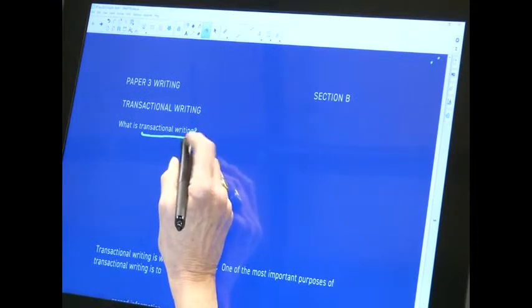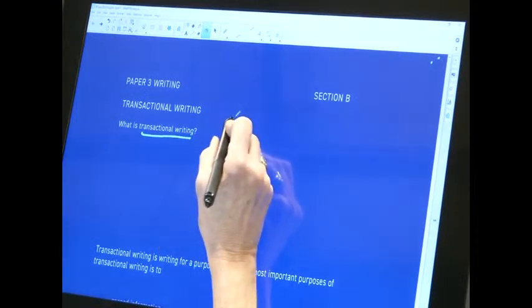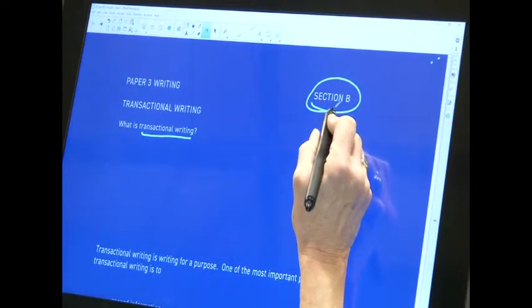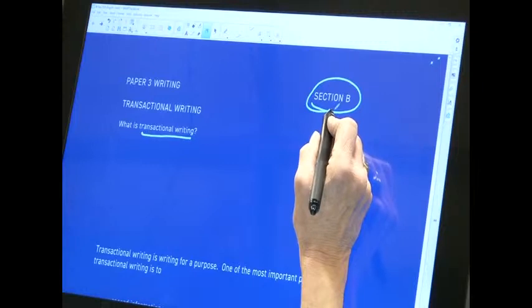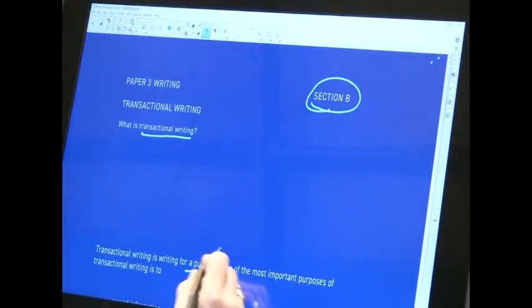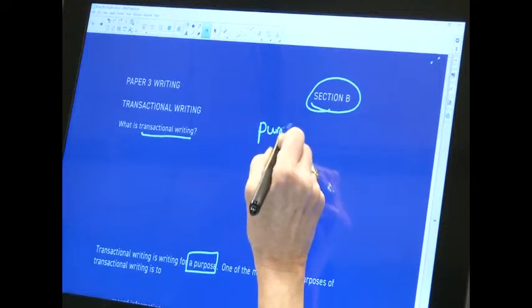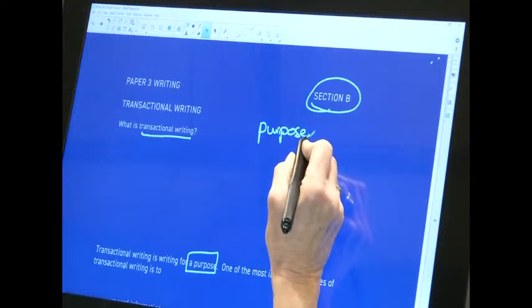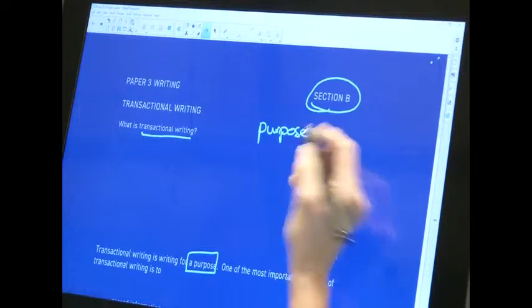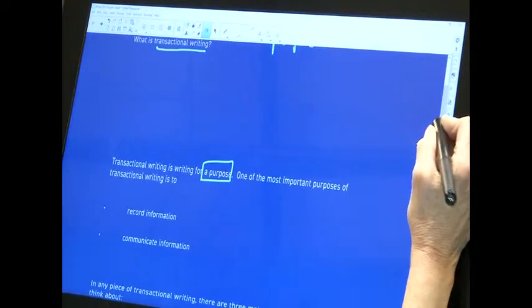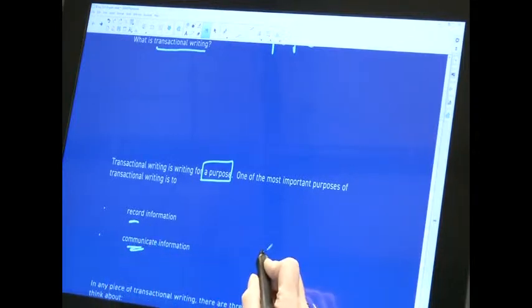And when you think about transactional writing, you're thinking of section B and section C. I'm focusing on section B. So remember, transactional writing is writing for a purpose. So you must always say to yourself, what is the purpose of this particular piece of writing? And I've said there that transactional writing records and communicates information.